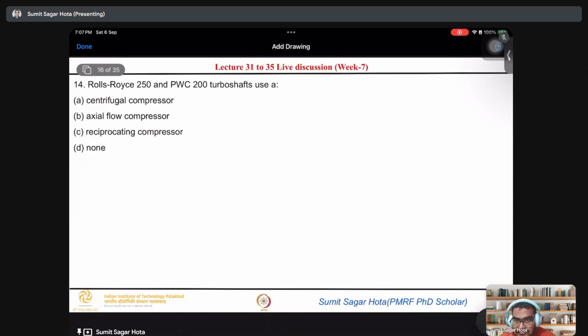So the Rolls-Royce 250 and PWC 200 turboshafts use a dash. It's a centrifugal compressor. Turboshafts always use a centrifugal compressor.